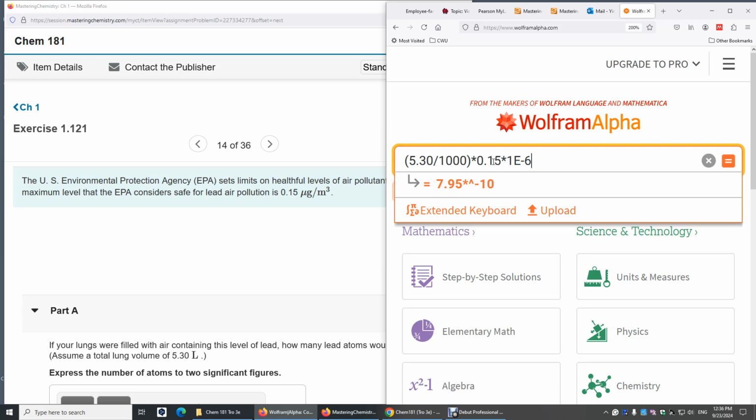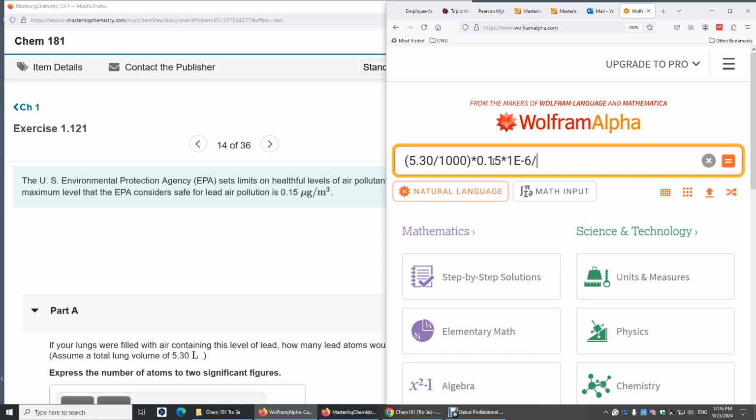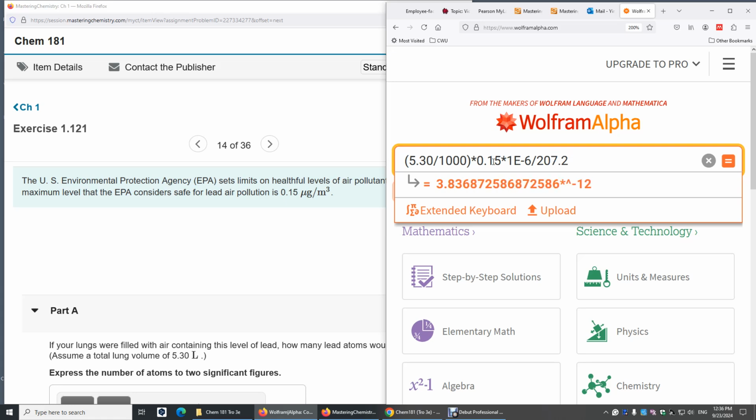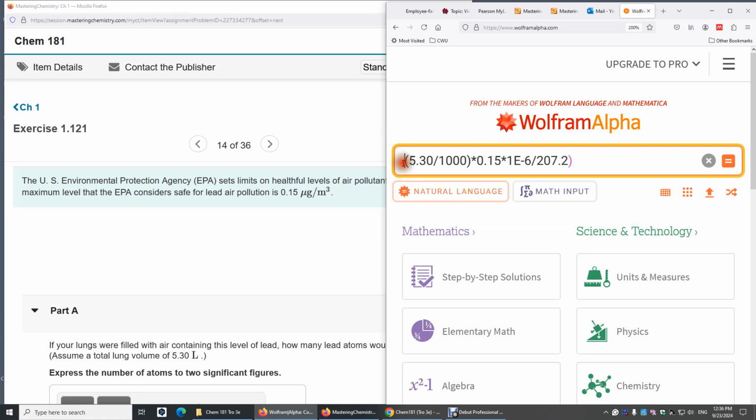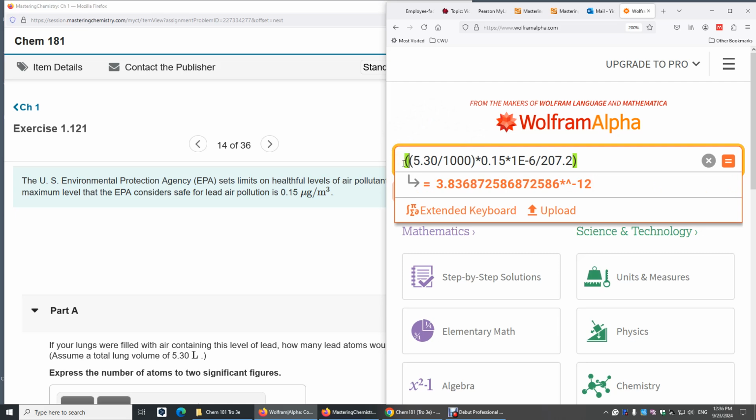Now we have grams divided by the molar mass. The molar mass is 207.2 grams per mole. Now we have the number of moles. It's a very small number. It's about 4 times 10 to the power of negative 12.